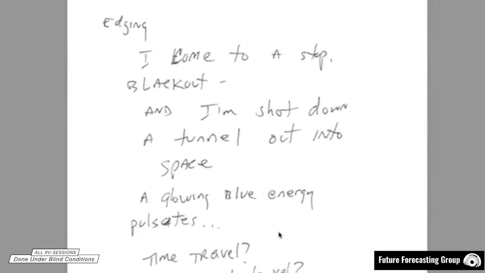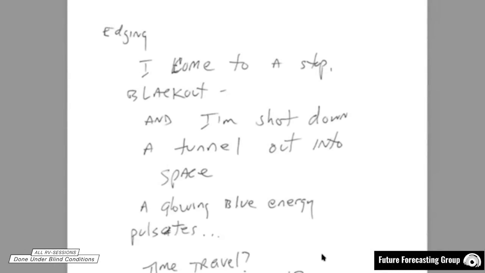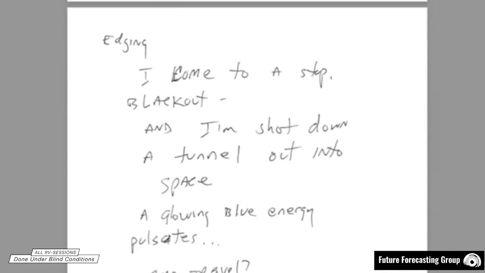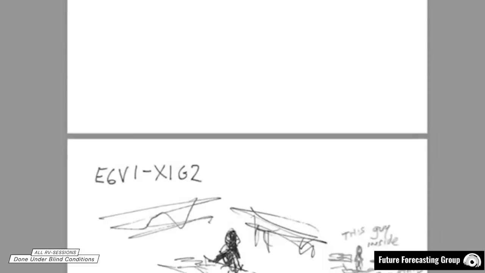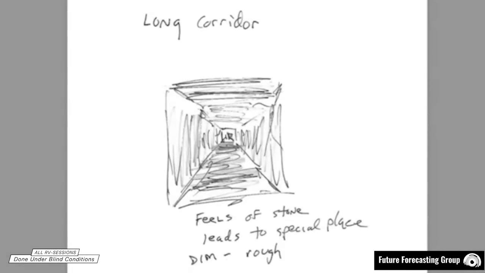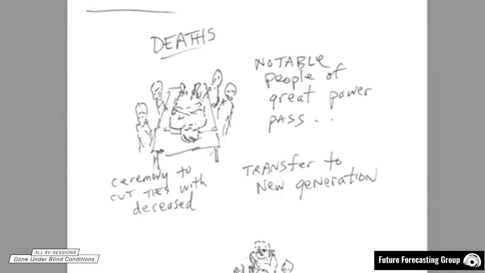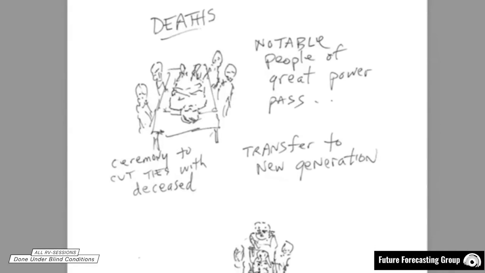I come to a stop, I black out. I'm shot down a tunnel out into space. Glowing blue energy pulsates. Time travel, dimensional travel. Now that's corroborating Daz's stuff. Yes. A long corridor. It's made of stone. It leads to a special place. It's dim and rough. Notable people of great power.